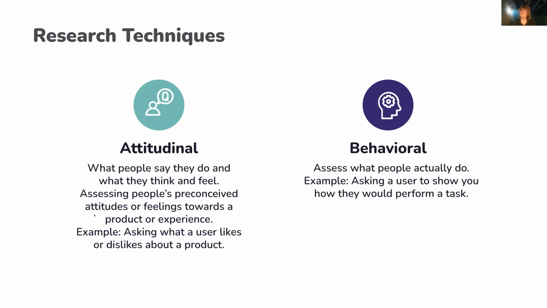There are two different types of research techniques. One is attitudinal, which is what people say they do and what they think and feel. So it's assessing people's preconceived attitudes or feelings towards a product or experience. For example, that can be like asking what a user likes or dislikes about a product. They're telling you their attitudes about something. And then there's behavioral, where they actually show you what they do with a product. So you would ask them how they would perform a task.